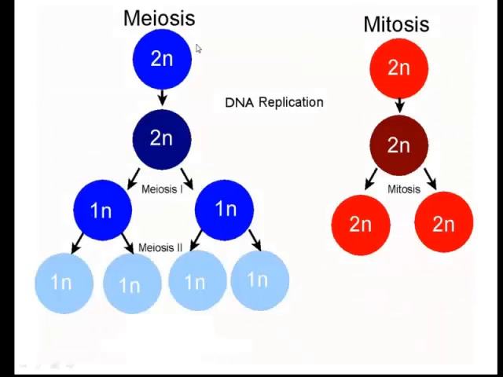So this is meiosis. Start with the full number of DNA and end with every daughter cell having half the number of chromosomes. In mitosis, on the other hand, the daughter cells contain the same number as the parent cell, or the original cell from which mitosis started.